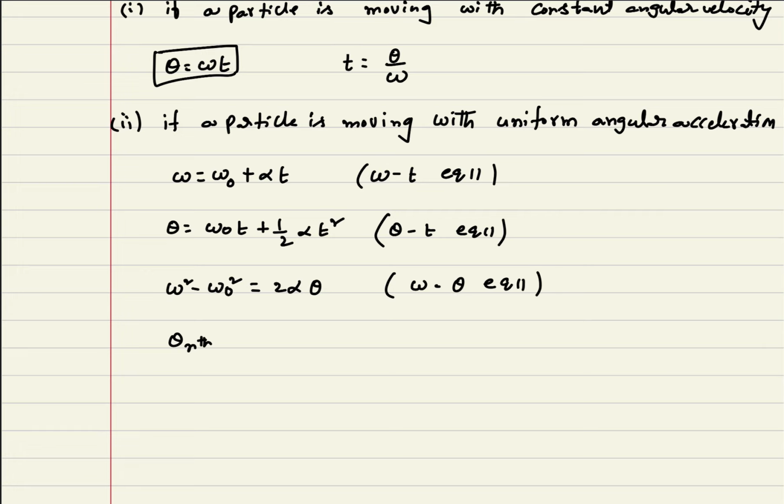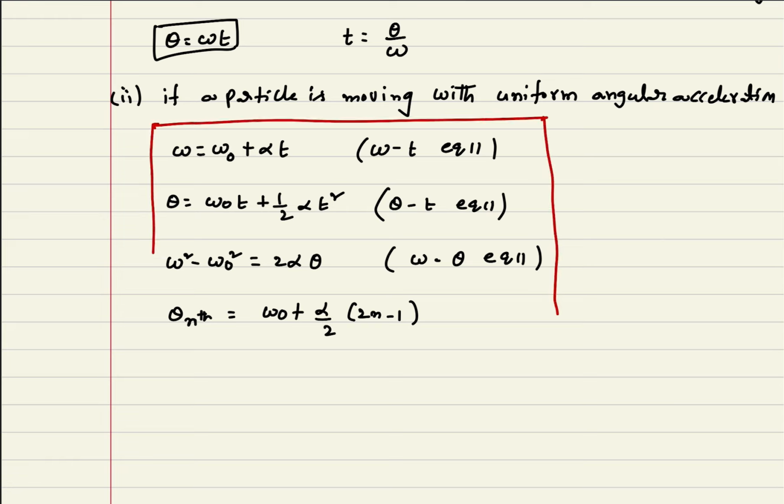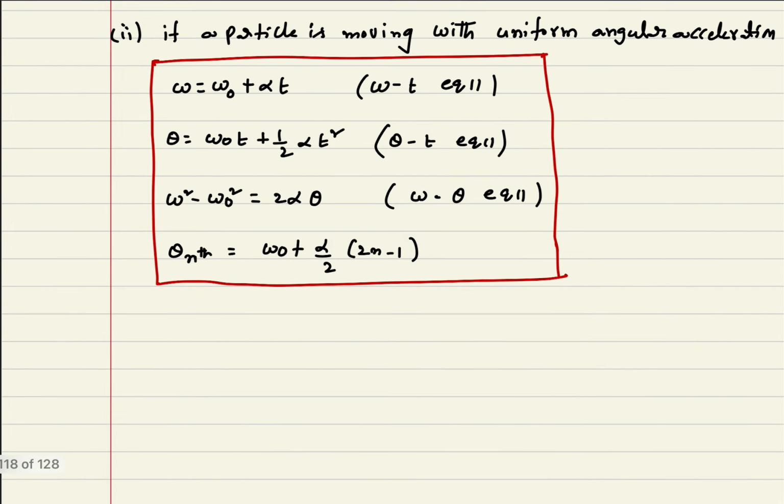Next, the angle rotated in the nth second, we can write as omega naught plus alpha by 2 into 2n minus 1. These are the equations of motion when a body is moving with uniform angular acceleration. Next, the third one, in non-uniform motion.